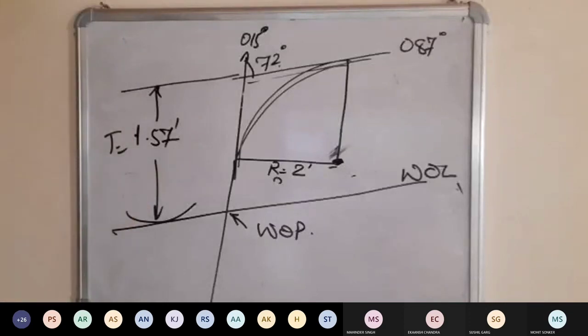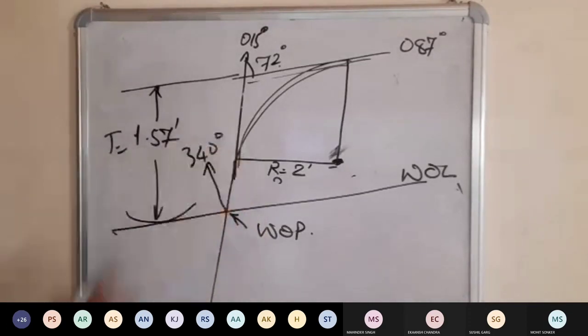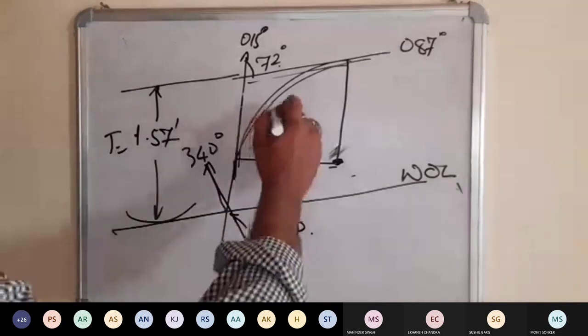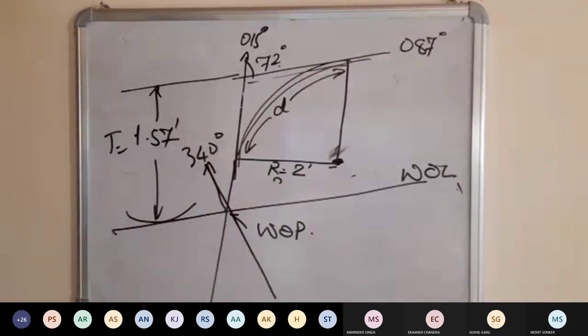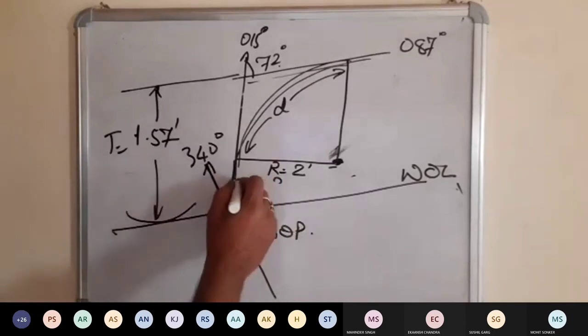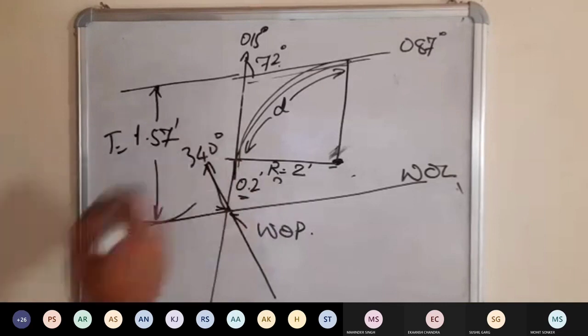Next, we draw the line 340 degrees, which is the direction of the current, and opposite to that, we extend the line. From here to here, there will be a distance, and from here to here, this is 0.2 miles. From this point to this point, reaction distance 0.2 miles.